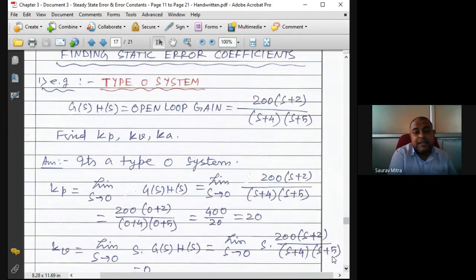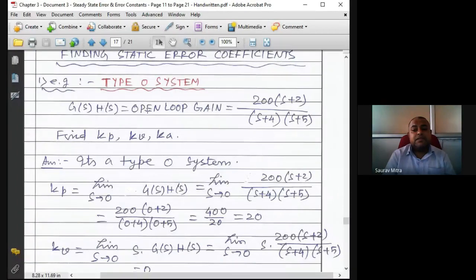You can write down this example, that is for different static error constants, static error coefficients. What are the static error coefficients? That is Kp, the position error constant, Kv, the velocity error constant, Ka, the acceleration error constant. So all those error constants you find for the given open loop gain, that is GSHS. GSHS in this case is given as 200 into S plus 2 divided by S plus 4 into S plus 5. The type of the system is 0 because there is no separate S here. In the first line it is written, it's a type 0 system. That means there is no separate S here in GSHS.